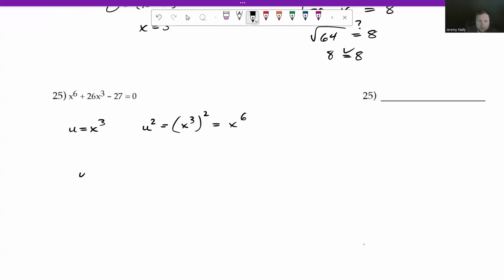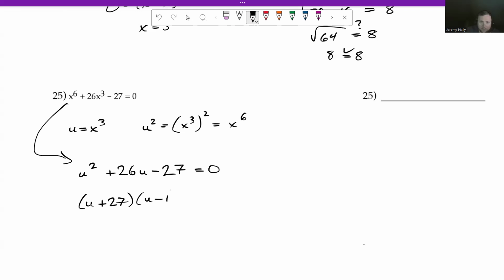So I can use u substitution and rewrite this as u squared plus 26u minus 27 is equal to 0. Now we can just look at that and see, oh yeah, that factors to u plus 27 times u minus 1. So then I have u equals negative 27 and u equals 1.